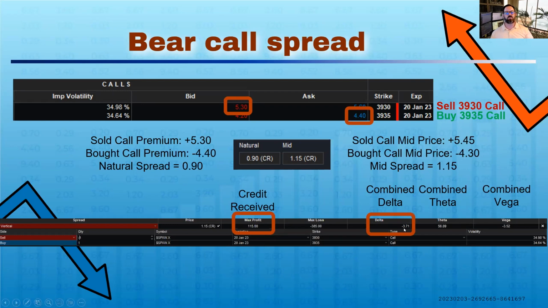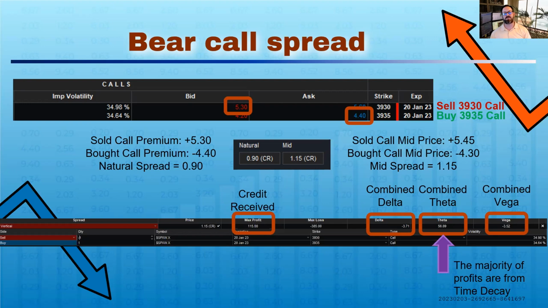So this profits when prices drop because it has negative delta. The theta is 56.89. It's a positive theta. So this profits from the time passing by and the option value decaying. And volatility is negative vega, so therefore it profits if volatility collapses. If volatility rises, it loses a little bit. But once again, you can see the majority of the profits are coming from time decay. And that's what we want when it comes to the vertical spread.